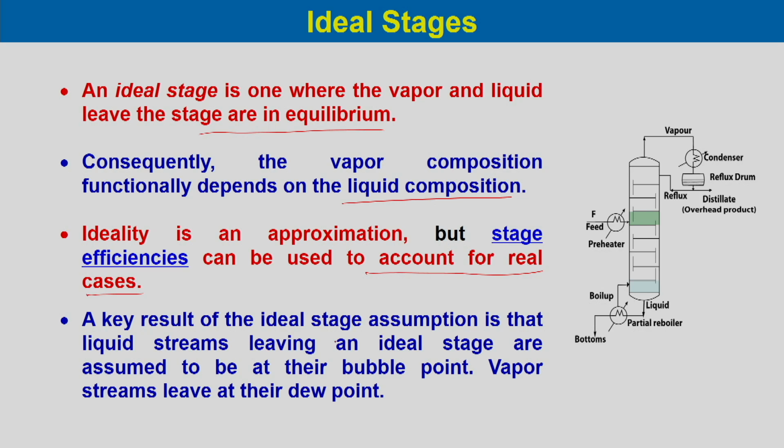So, that is the important assumption for an ideal stage: the liquid stream leaving an ideal stage is assumed to be at its bubble point, and the vapor which leaves from the tray will be at its dew point if it is an ideal tray.